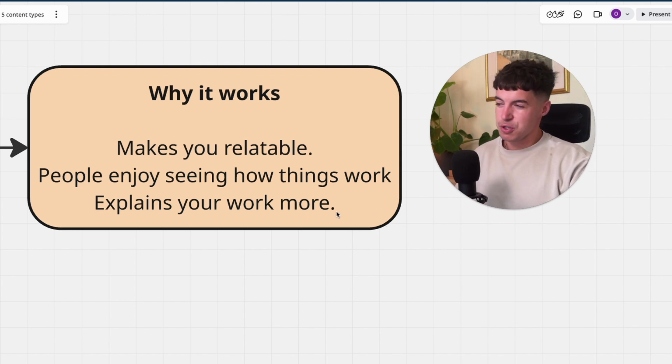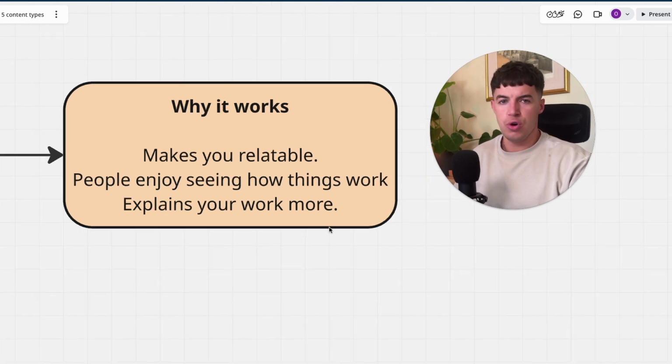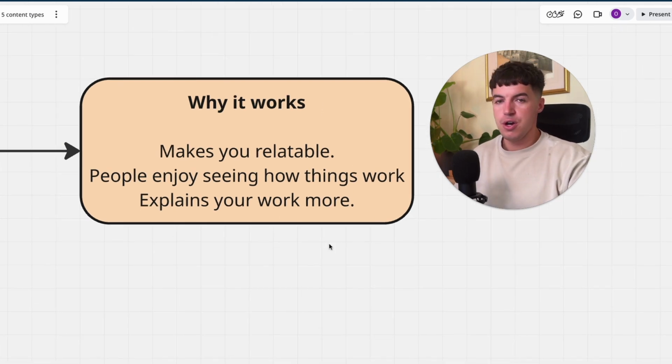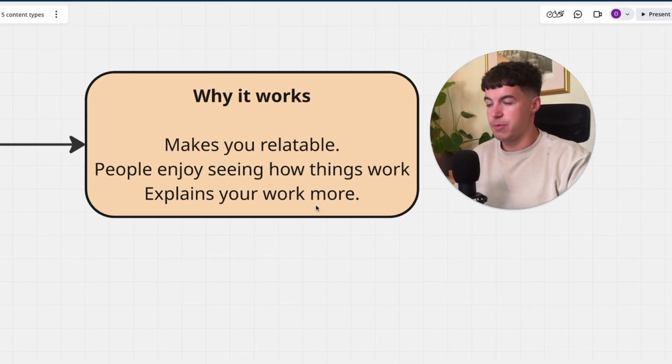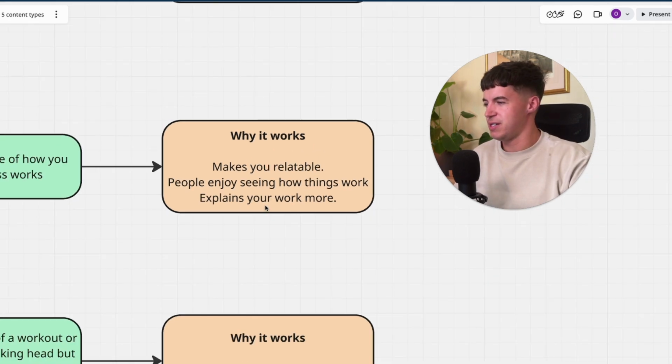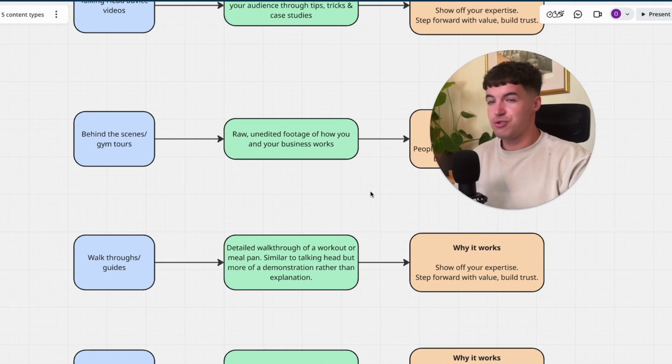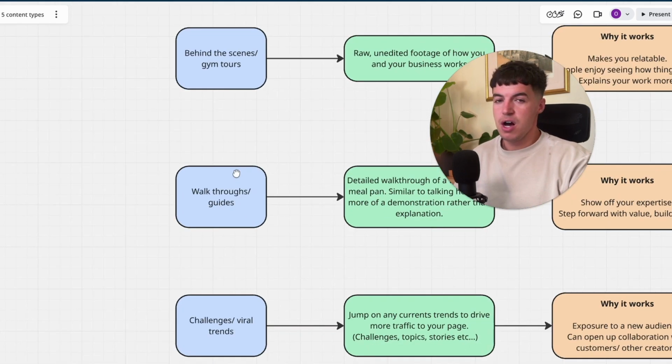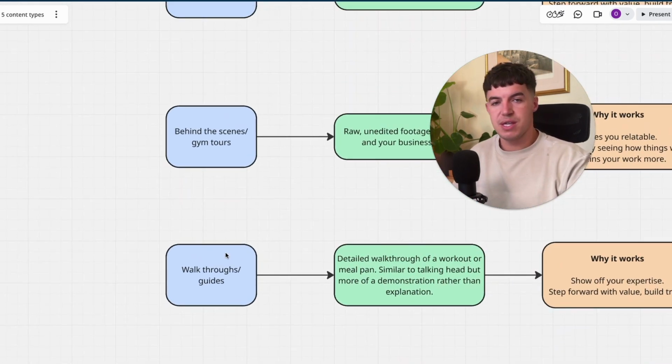And then, like I've sort of just touched on there, it explains your work more. So for those people that maybe aren't sure what an online coach does or what a gym owner does and why they make a difference, then this is going to explain that, okay? Not that many people won't understand what a gym owner does, but online coaching and things like that, people might not be 100% sure on what actually comes with that service.